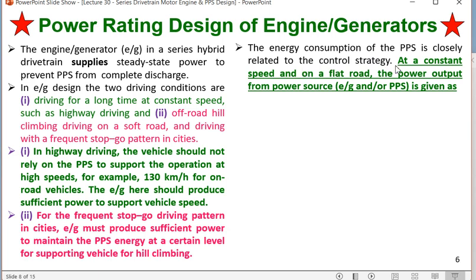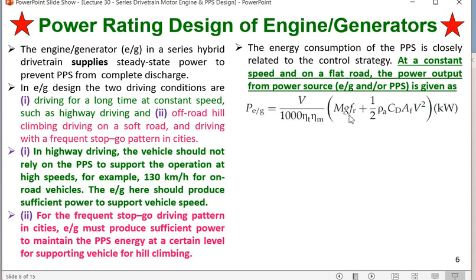At a constant speed and on a flat road, the power output from the engine or PPS is given as PEG, that is engine generator power, equal to V, the forward velocity, divided by 1000 eta T eta M, times mgfr, which is nothing but rolling resistance, plus aerodynamic resistance. So this is the engine power generated in kilowatts when the vehicle is running on a flat road at constant speed. You are finding there is no alpha here. Why no alpha here? Because it's a flat road, there is no banking, there is no hill, it is not difficult driving, it is smooth driving.